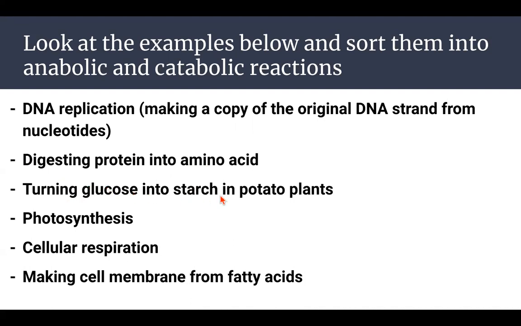Turning glucose into starch. If you studied well for your unit 1, you know that glucose is a monomer, whereas starch is a polymer made up of repeating units of glucose. So that's building a chain of glucose, meaning that it is anabolic.